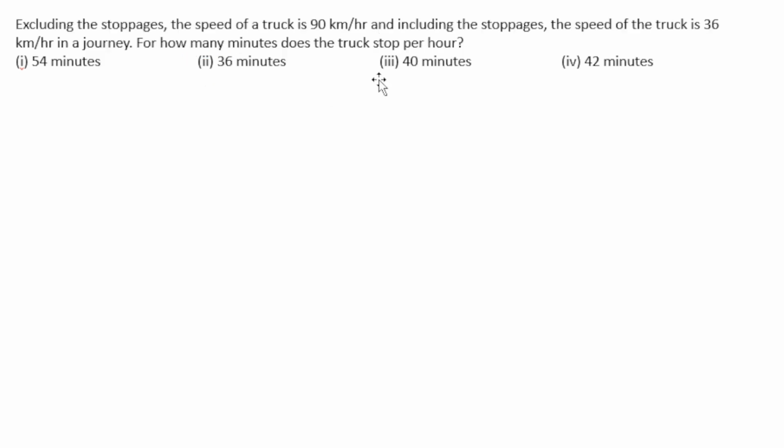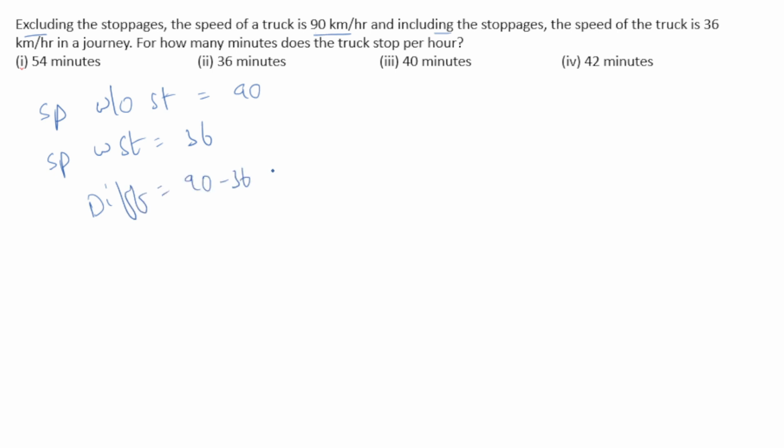Next one. Excluding the stoppages, the speed of the truck is 90 kilometers per hour. The speed of the truck without stoppages is 90 kilometers per hour, and including the stoppages, the speed of the truck is 36 kilometers per hour. So what is the difference in the speed? The difference in the speed is 90 minus 36. It is 54 kilometers per hour.